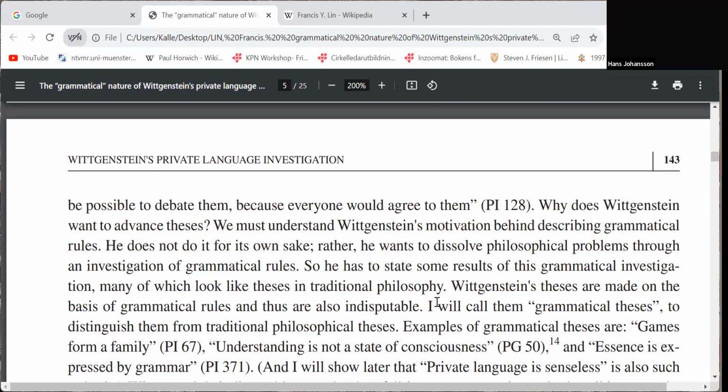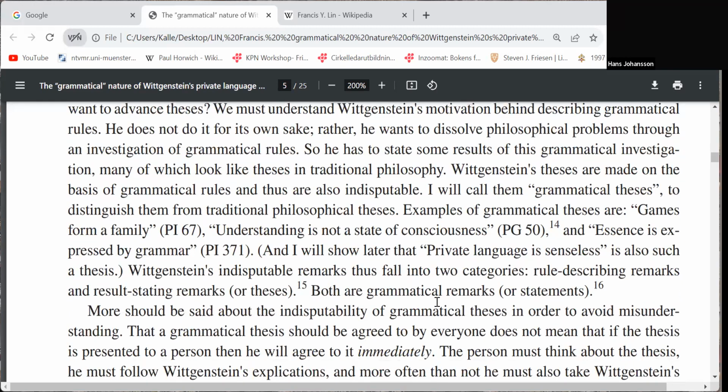So, Wittgenstein's indisputable remarks thus fall into two categories, at the end of the first paragraph on that page: rule describing remarks and result stating remarks. So he points out the rules, red and green cannot be in the same place, and the results of it, that you cannot say, well, this one is green on top of red. Both are grammatical remarks or statements.